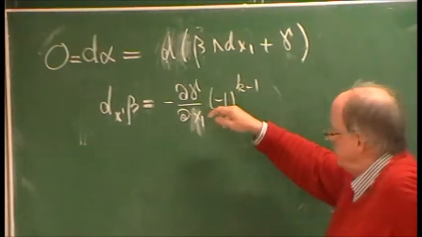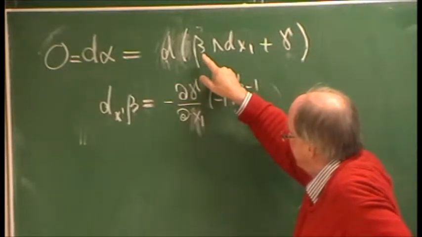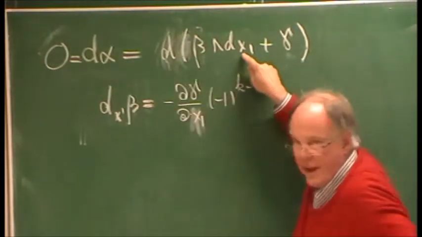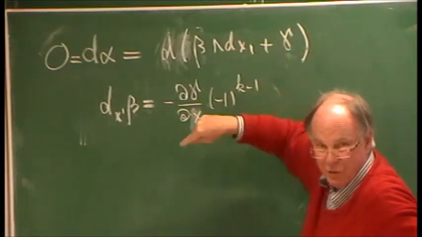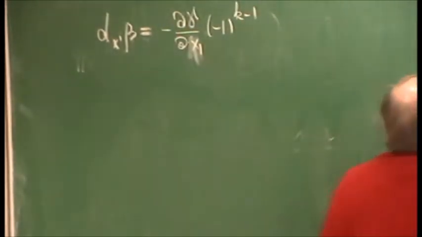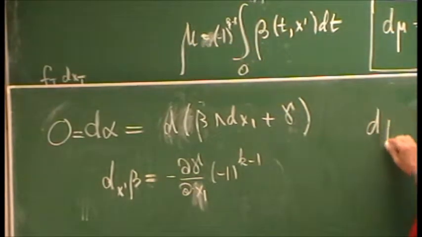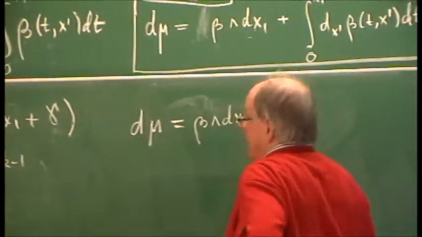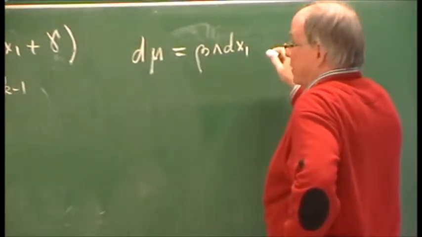Because, you see, what will happen is that if I take dx prime here, beta, I will get all the stuff and I will have dx1 on the end. And when I have here the dx1 term, I will have it on the beginning. So I have to push everything through to get them lined up. Okay, so you see I proved one very well, I think. So d mu, here it is, equals beta wedge d x1. I might even be lucky on the sign.